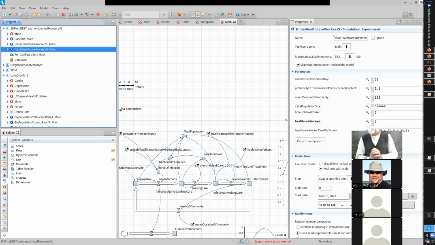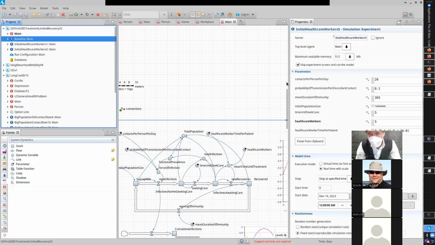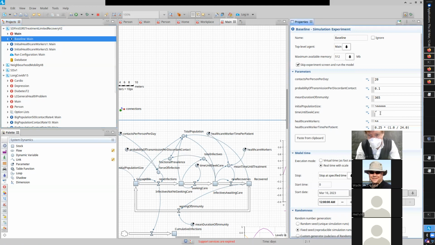Let's try looking at this some more though. So we have this model which can get in these very different modes. Imagine now the time until seeking care is somewhat smaller. So here we have a baseline. We have a time until seek care of 5, contacts per person per day of 20, and a probability per discordant contact of transmission of 0.1. Can anyone tell me what's the basic reproductive number of this model? Anyone?